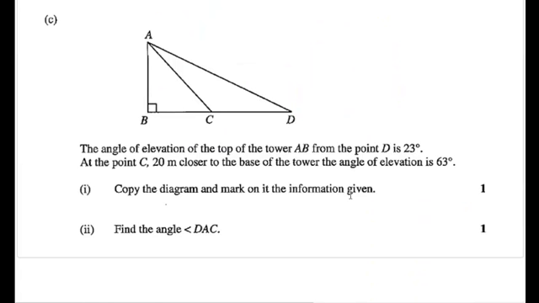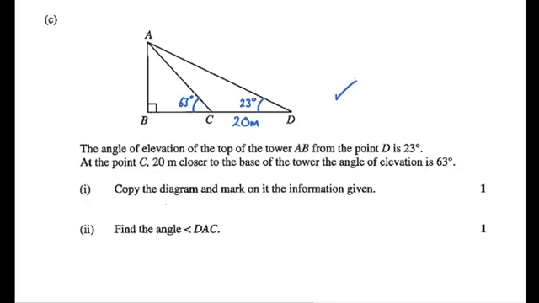Alright, C, we've got a trigonometry question. The angle of elevation of the top of the tower AB from point D is 23 degrees. So the angle of elevation, mark that on your diagram. At the point C, 20 meters closer to the base. Now, that doesn't mean it's 20 meters from the base. It means it's closer. So from D to C is 20 meters closer. So that's the 20 meters there. And the angle of elevation is now 63. So that's the information that you had to mark on your diagram, and that was 1 mark.